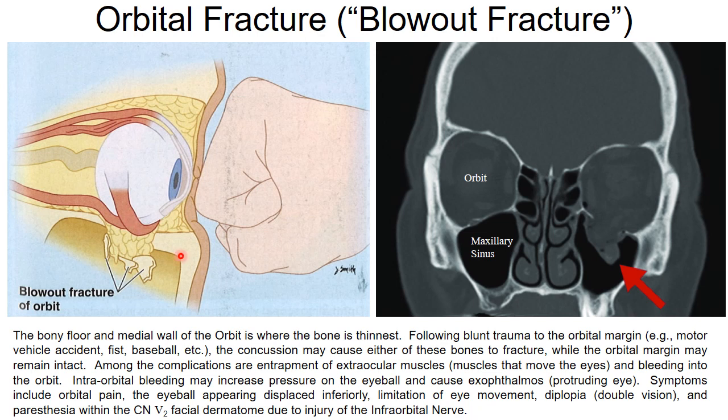Okay, you might see something called exophthalmos. If there's bleeding into the orbit, that blood takes up space, and that might cause the eyeball to protrude a little bit and kind of stick out through the front of the orbit. And so you might have kind of a bulging eye, and that's called exophthalmos, or protruding eye. That's another thing that you might see.